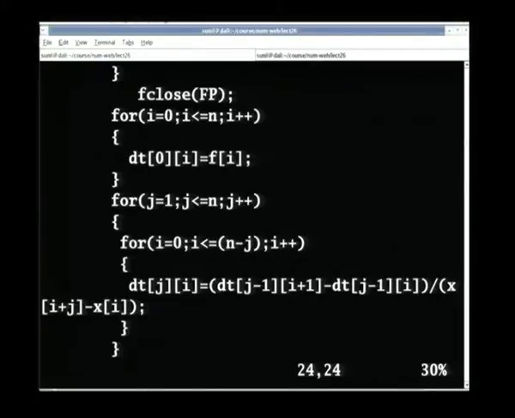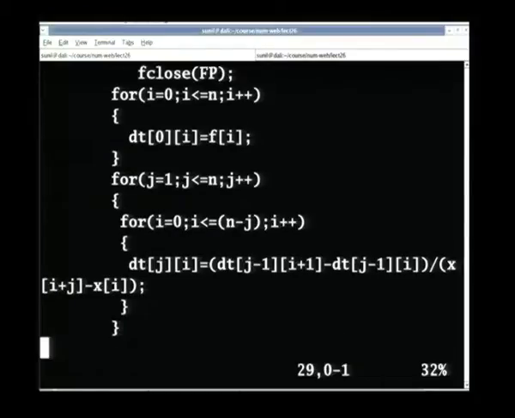So, that is this loop, and I compute the divided difference for each order. Once I have that, it's the difference between the previous order divided difference, divided by x of i plus j minus x of i. Just notice that x of i plus j minus x of i, so the denominator keeps increasing in distance as we go along.